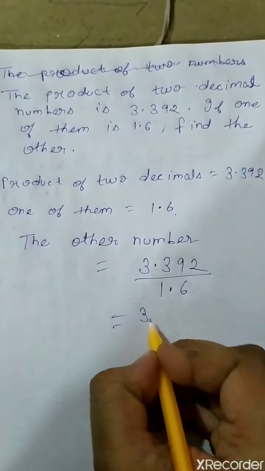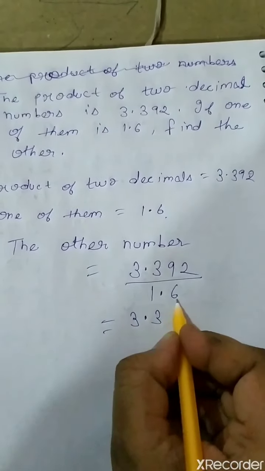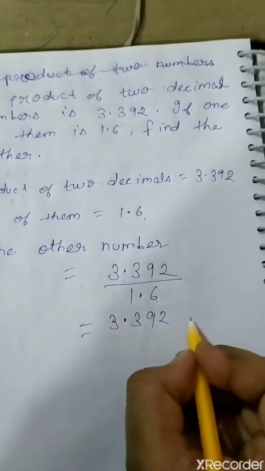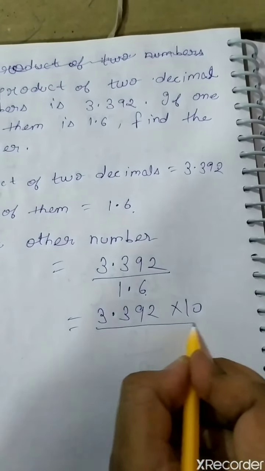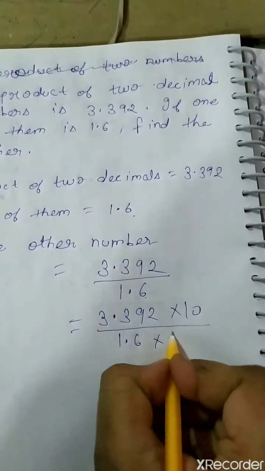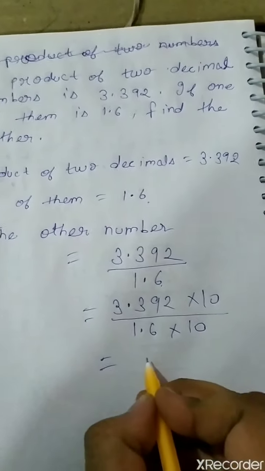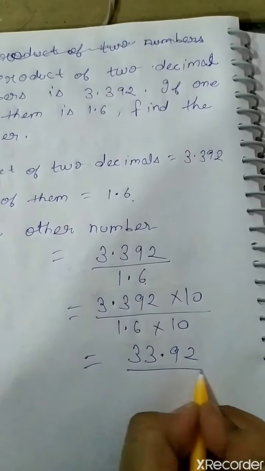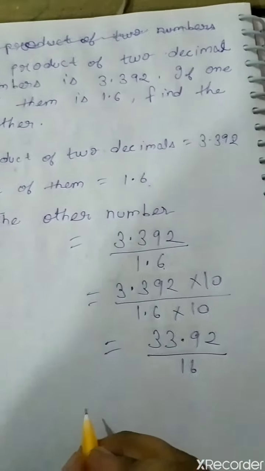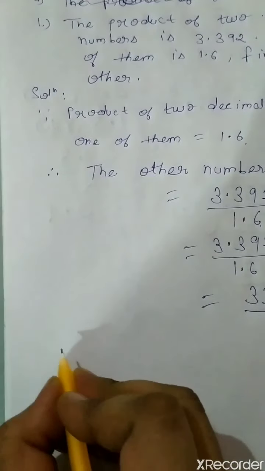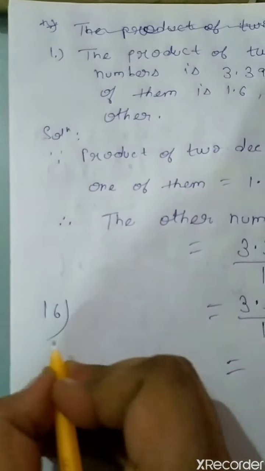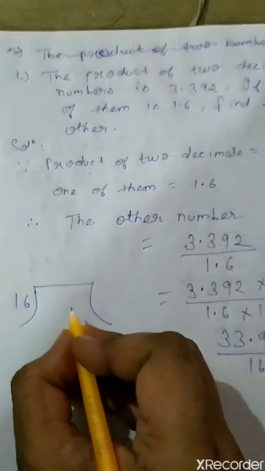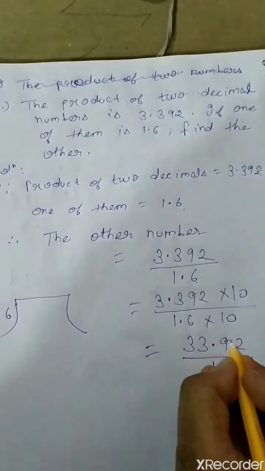Then again the same rule, 3.392 multiply with 10, and the denominator converted into a whole number. The number is 33.92 by 16. Now divide it with 16. Here I am dividing. See all. That's 33.92.